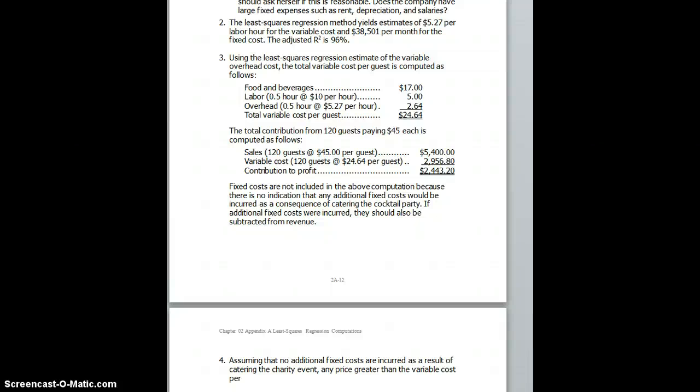We'll now begin our discussion of case 2A-5, analysis of mixed cost and a pricing decision, on pages 71 and 72 in the textbook. This problem deals with a catering company that serves food and beverages at exclusive parties and business functions. They have a heavy schedule during the summer months and holidays and a lighter schedule at other times.